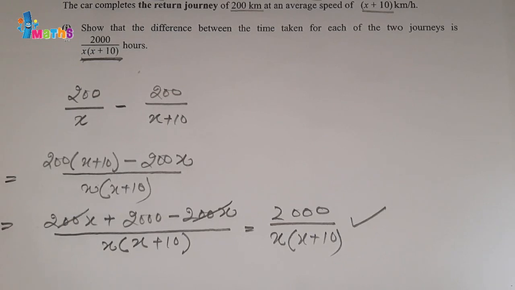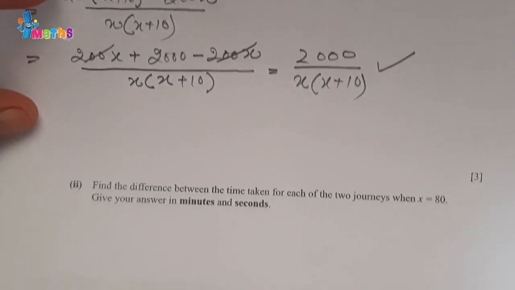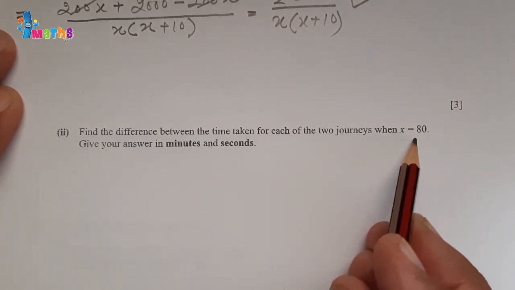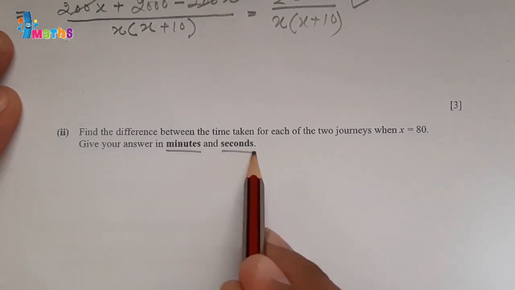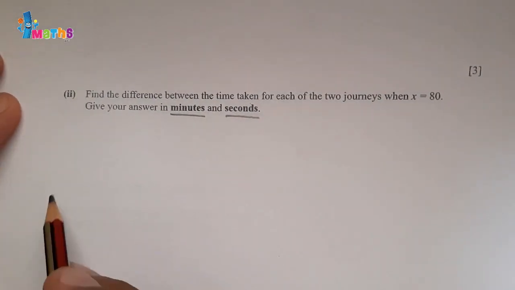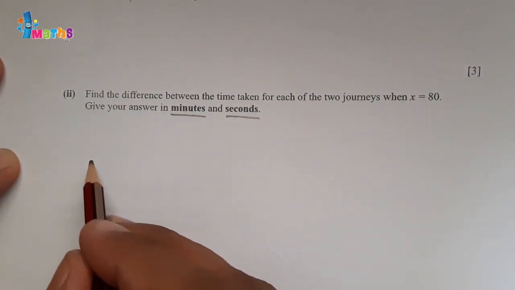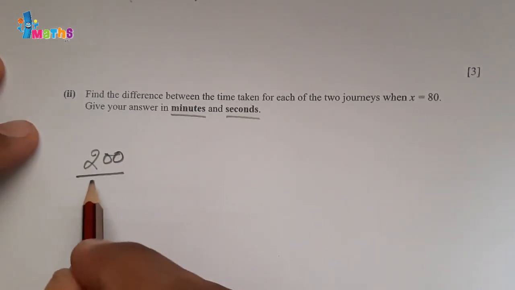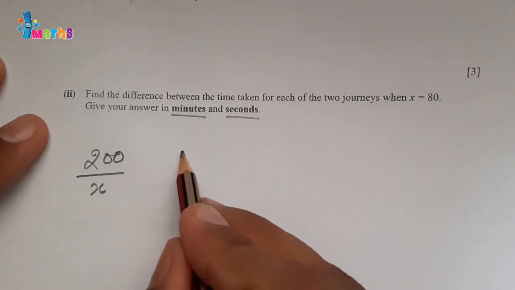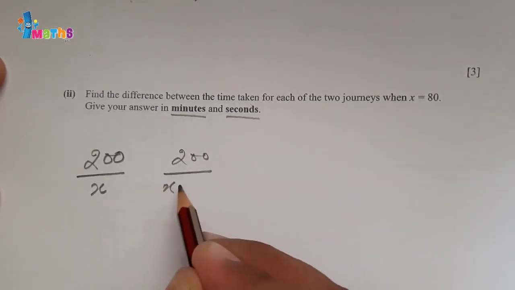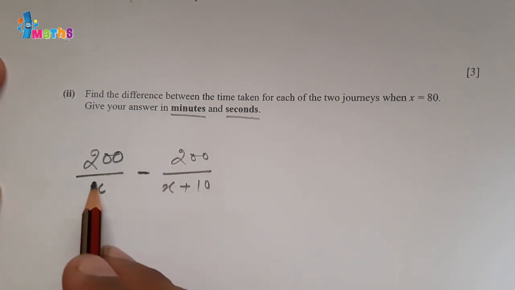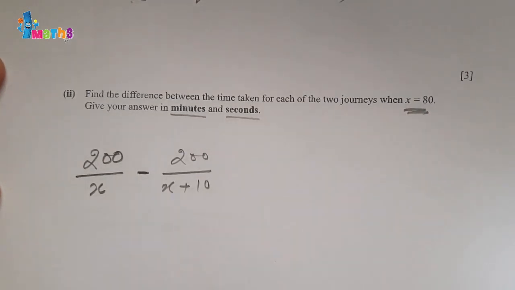Now for the second part, B2, it's saying find the difference between the time taken for each of the two journeys when x is equal to 80. Give your answer in minutes and seconds. So difference between two times we have to calculate. First one is 200 divided by x, and the second one is 200 divided by x plus 10. So this subtraction will be the difference, and we will replace x is equal to 80 as provided in the question.